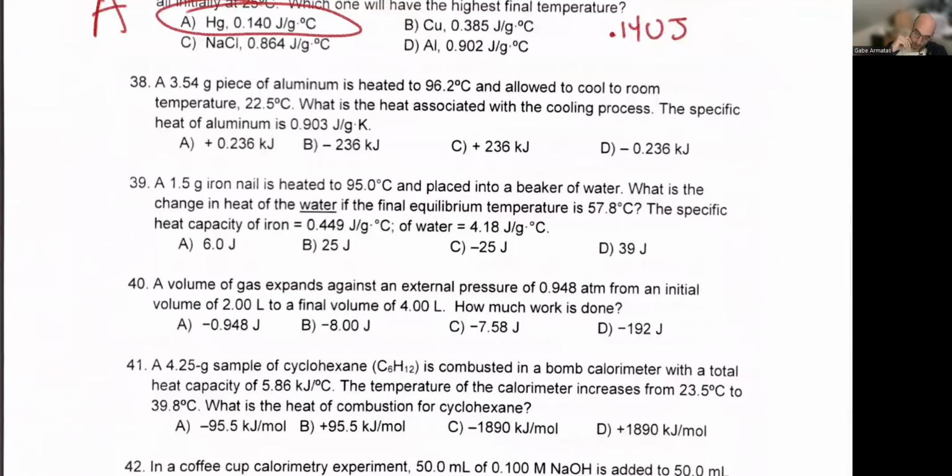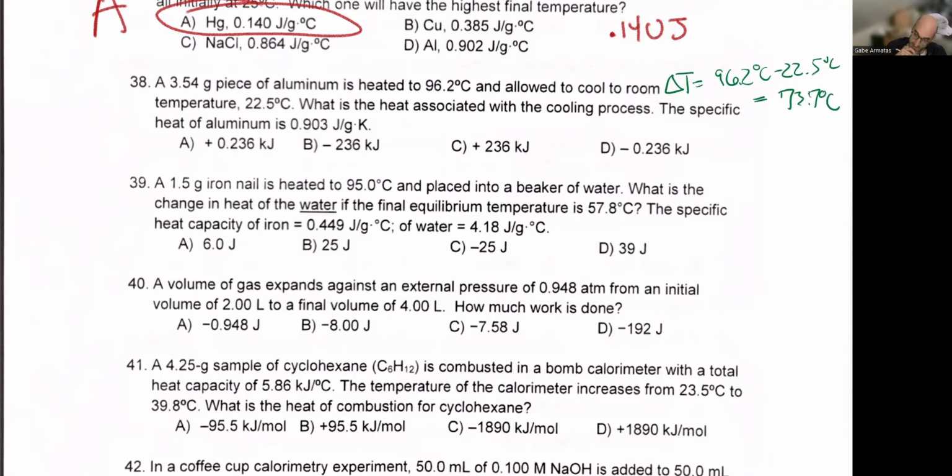All right, a 3.54 gram piece of aluminum is heated to 96.2 degrees Celsius and allowed to cool to room temperature. Okay, so my delta T in this case is equal to 96.2 degrees Celsius minus 22.5 degrees Celsius. I'm measuring this, so 96.2 minus 22.5, because it started high and it ended at room temperature. So it's a 73.7 degrees C swing. Allowed to cool to room temperature.